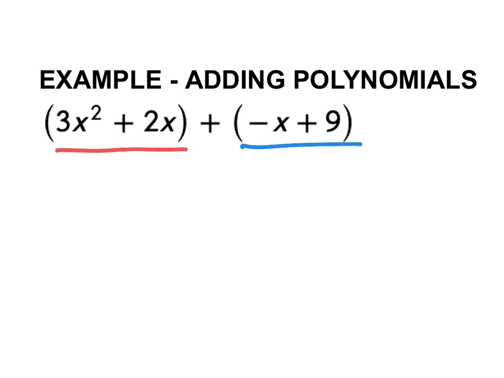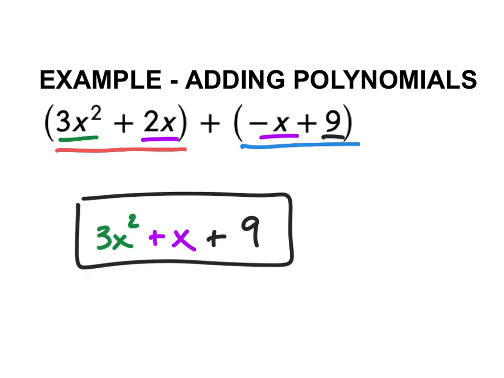So if I look at this, I look at my 3x squared. I don't have any like terms with 3x squared, so I'm just going to drop that down. Now the only ones that I do have like terms are 2x and negative x, so I'm going to add those together. So 2x plus minus 1x is just going to give me plus 1x, which is just x. And then we have this last one, this plus 9. Drop that down. All right, so that's adding these two together.